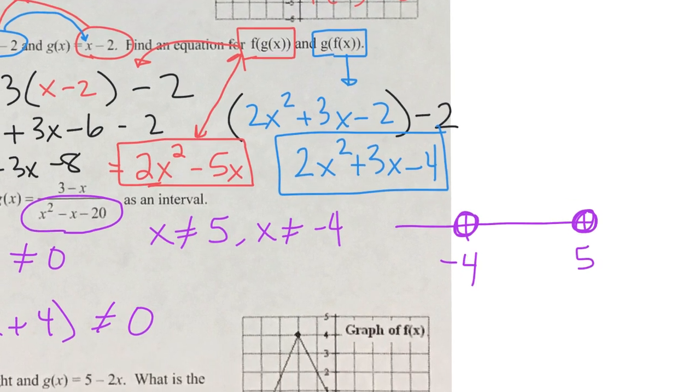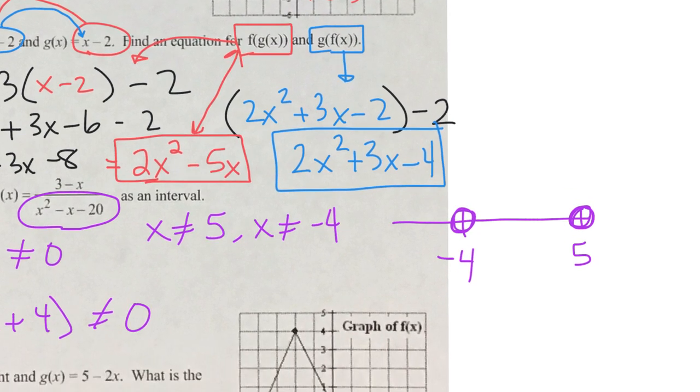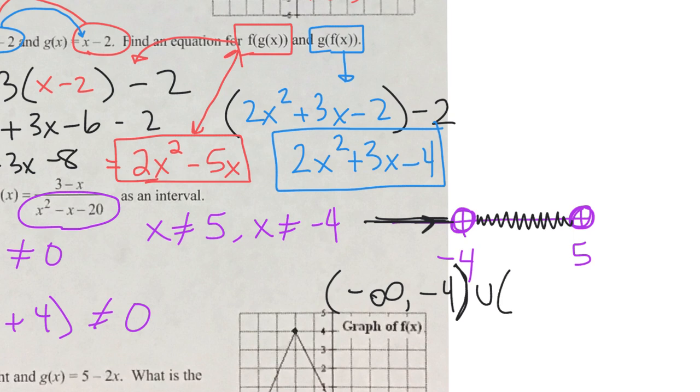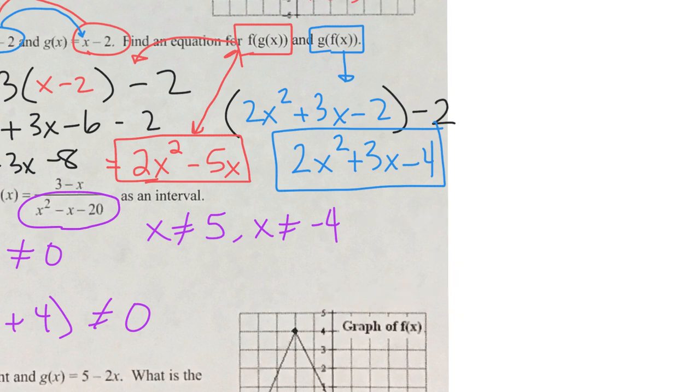Okay, so how we write this as an interval, right? This is what it asked us to do. We're starting from left to right, which means we go from negative infinity to negative 4 with a parenthesis. That's all the stuff to the left of negative 4. And then we have the stuff in between negative 4 and positive 5, so we have parentheses negative 4, positive 5 parentheses. And then we have all the stuff to the right.